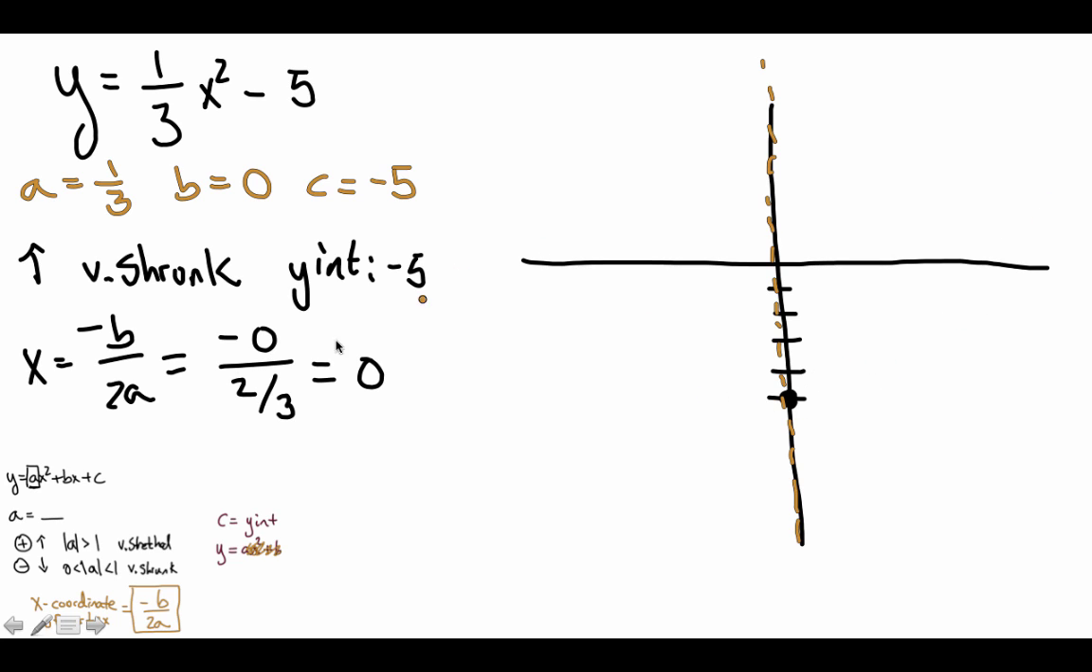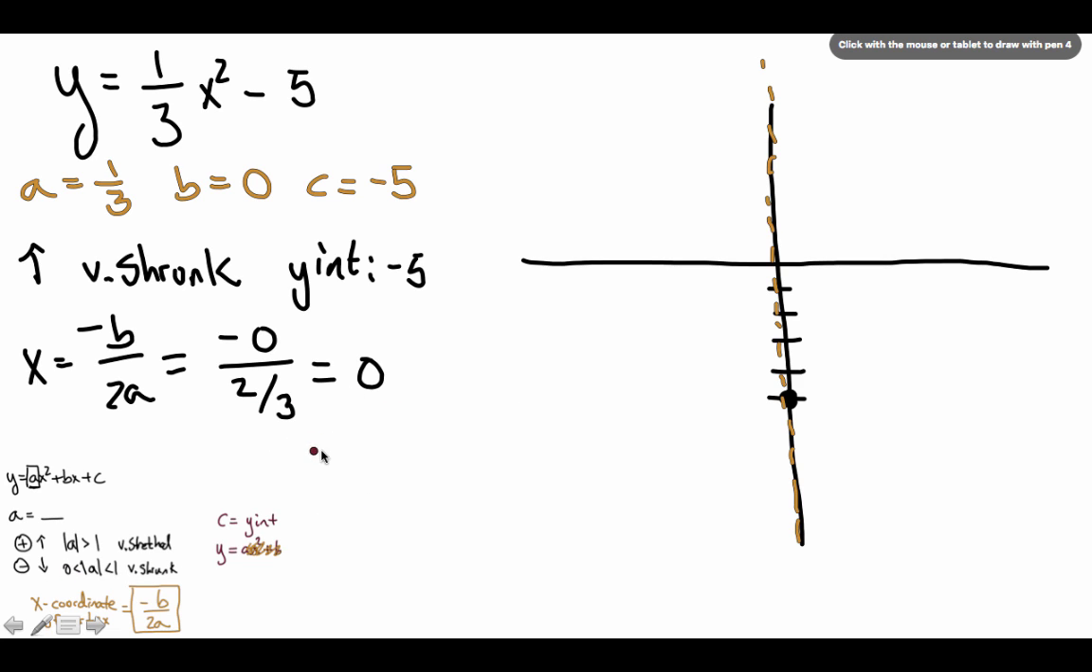Why do I know that? Well, A is positive, so I know it opens up. Why am I way out here? Well, I know it's vertically shrunk because this is a number that when I take the absolute value of it, I'm between 0 and 1.